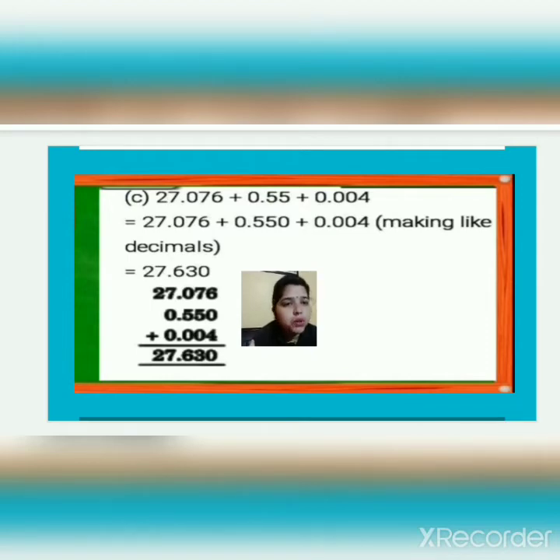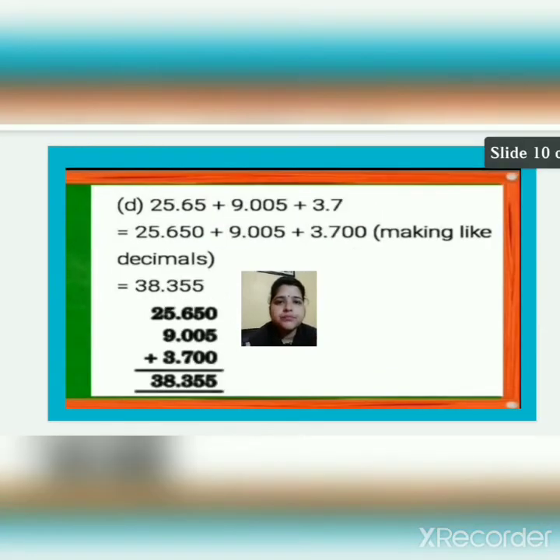Now we have to add all the numbers. Point should come below the point. Okay, this sequence is very important. So our answer will be 27.630. Calculation is very easy. You all have to add yourself. Okay, like 6 plus 0 plus 4 is 10, 0 and 1 will be carry. Same way you can add it.